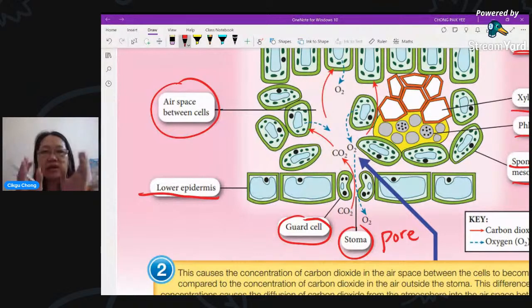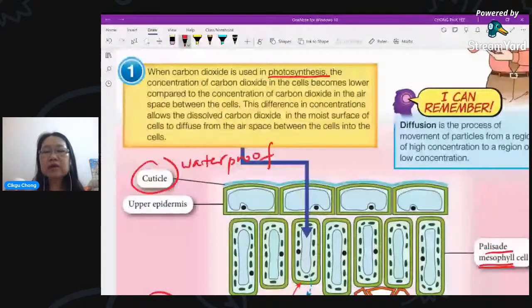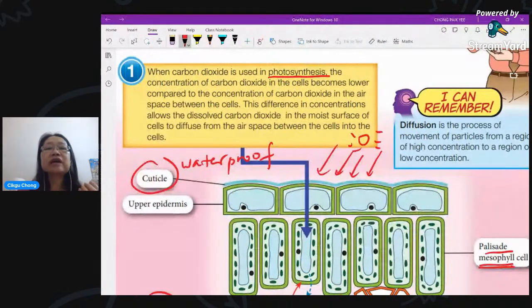Now let's discuss the air going in. I mean, how does the carbon dioxide go in? Let's look at number one here. When carbon dioxide is used in photosynthesis, we start the story from inside the leaf cell, because this leaf cell is carrying out photosynthesis when the light shines on it. Let's say it's daytime, a lot of sunlight. So when the light shines on the chlorophyll, photosynthesis will happen. What happens is this carbon dioxide will be absorbed into the cell.